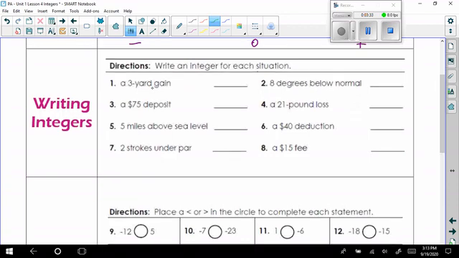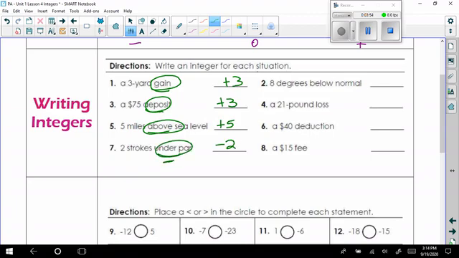So if I'm going to do gain, that's going to be a positive 3. If I'm depositing, I'm positive 3 because my checking account is getting bigger. Above sea level, positive 5. Strokes under par is going to be negative, so -2. Below normal is negative, and it's the 8.